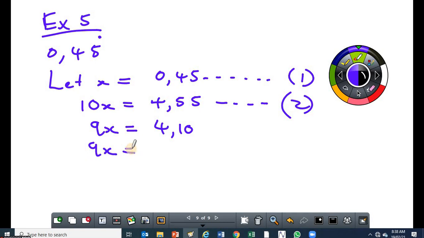Now, this 4.10 is now a terminating decimal, so we can convert it to a common fraction. It is the same as 4 and 1 over 10. Like that. I can write it like that. Then I'm going to convert the mixed number to an improper fraction to make it easier to solve the equation, that is, to solve for x. Okay? So we'll get 9x is equal to 41 over 10.